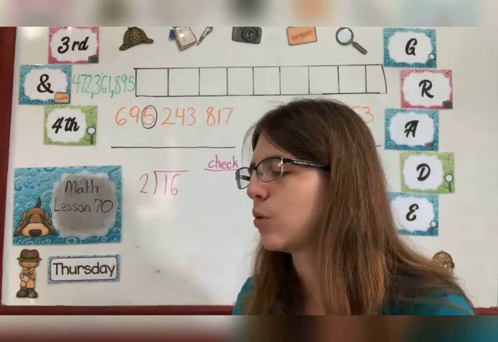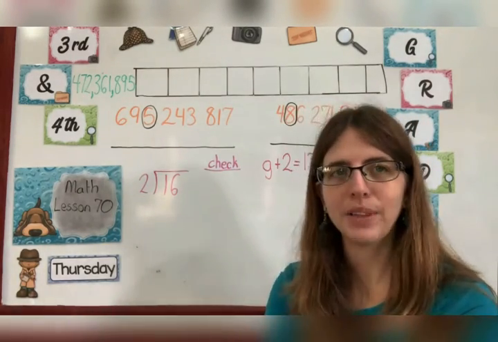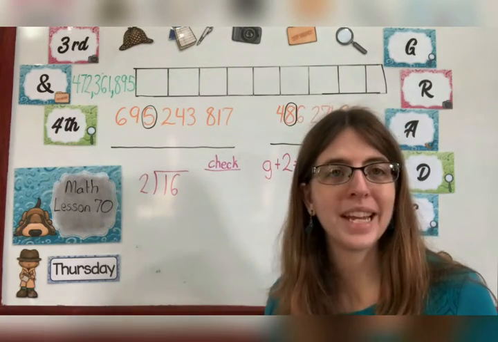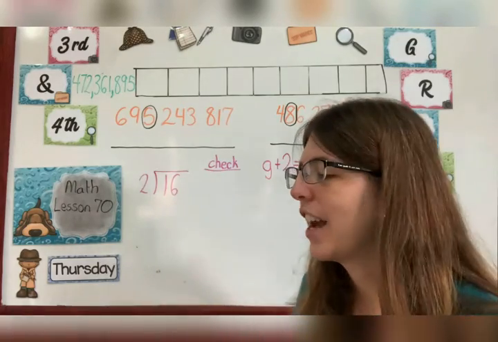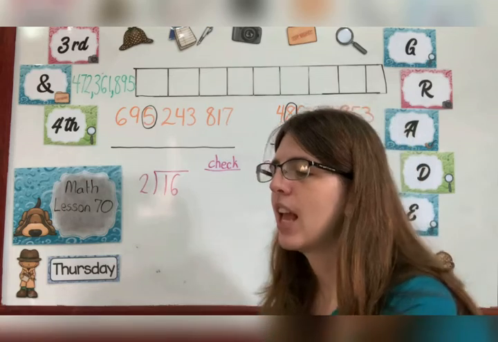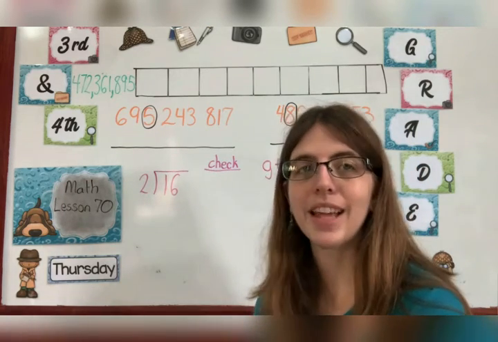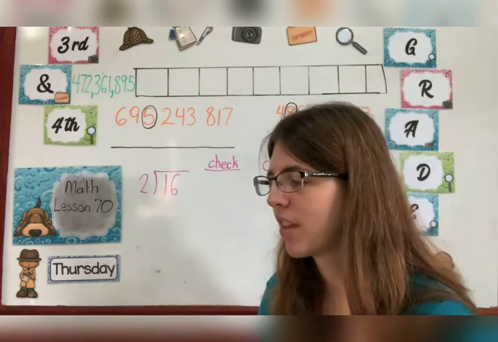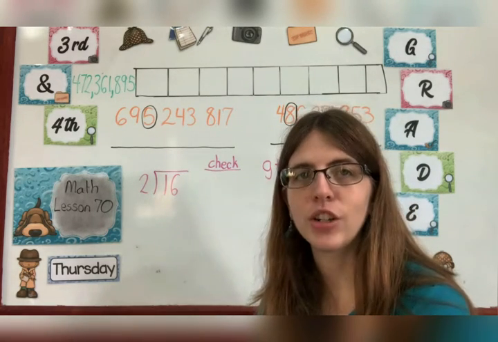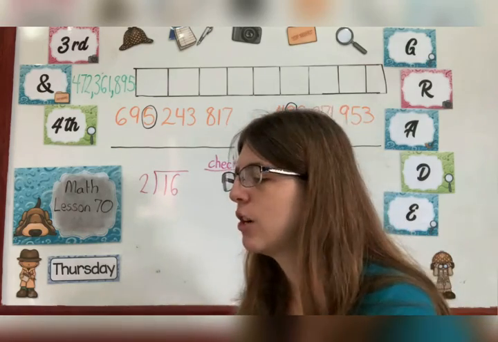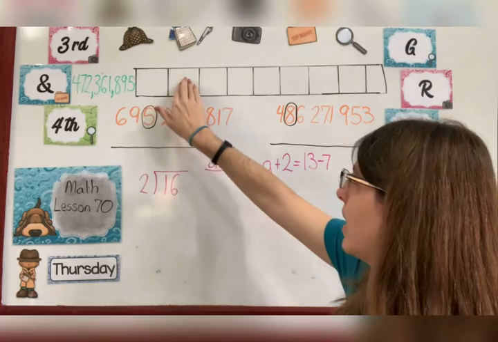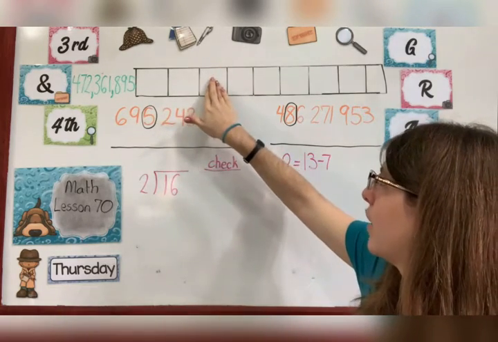All right, let's now move on to the work in your book. Exercise 1 says write each digit in the correct place. I'm going to help you with letter A, and then you have to do letters B and C on your own. Now you'll see it better in your book than you can see it here. I had to kind of squish it. Letter A is 472,361,895.